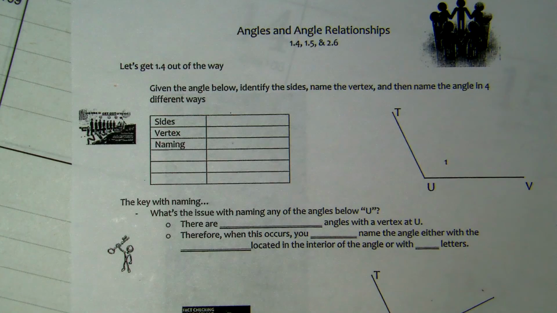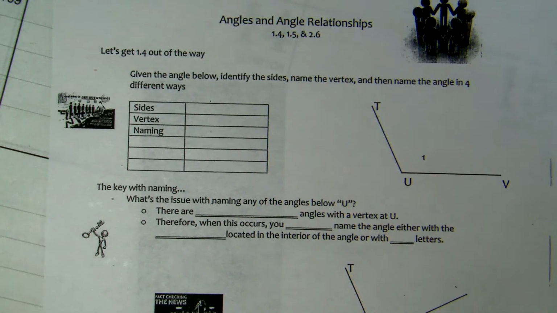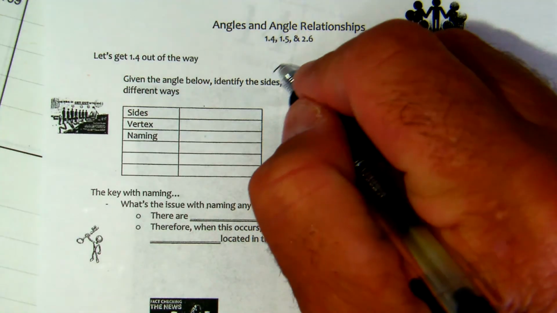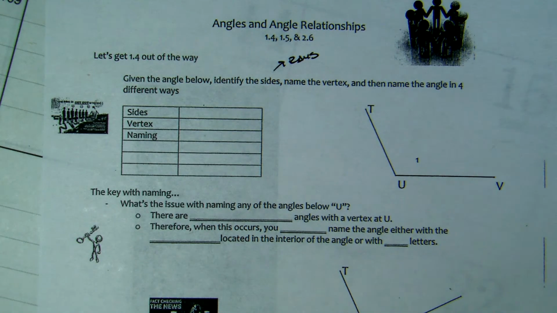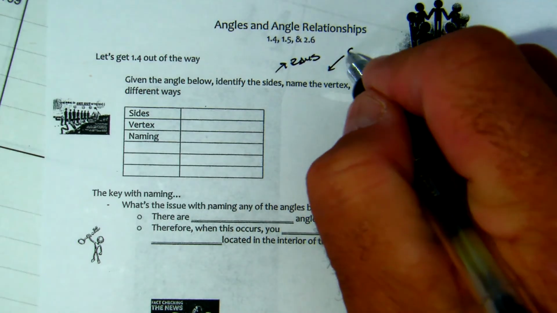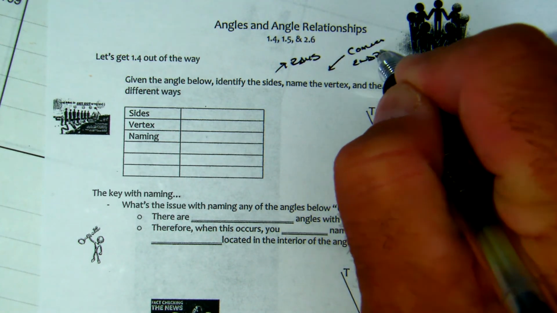Okay, so basically let's talk about 1.4 for a minute. 1.4 talks about angles, and an angle is made up of the sides, which are the rays, and the vertex, which is the common endpoint. So the length of the rays has nothing to do with the size of the angle.